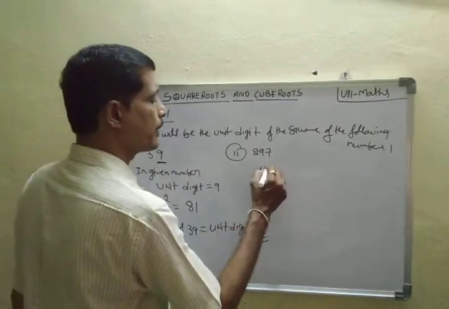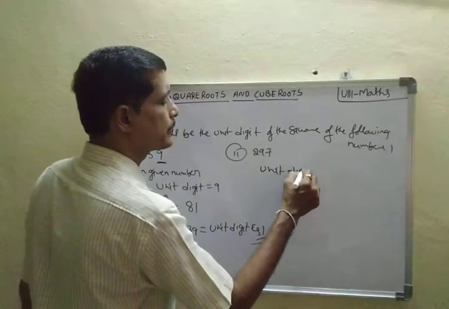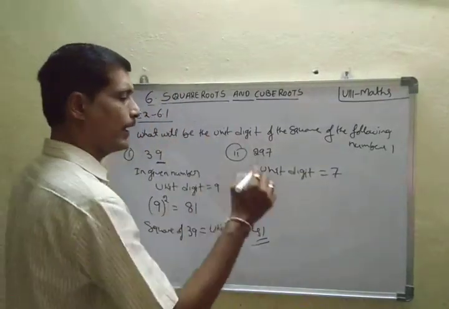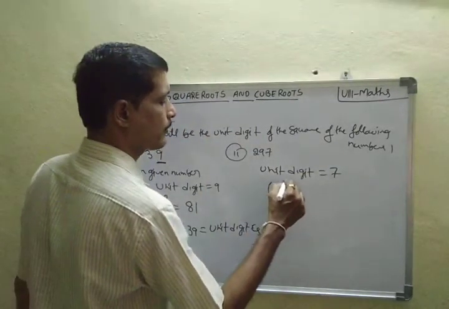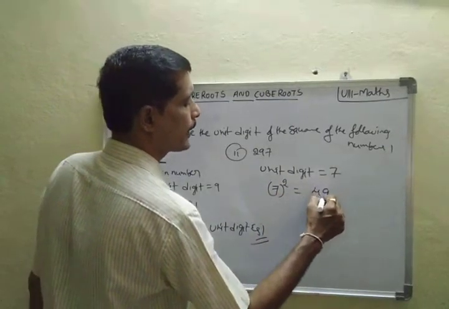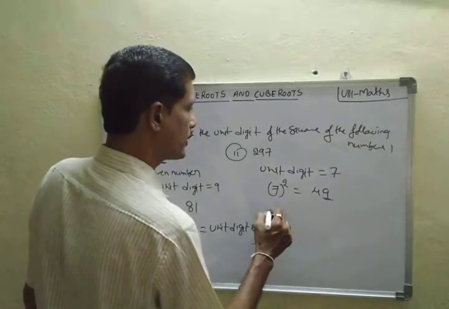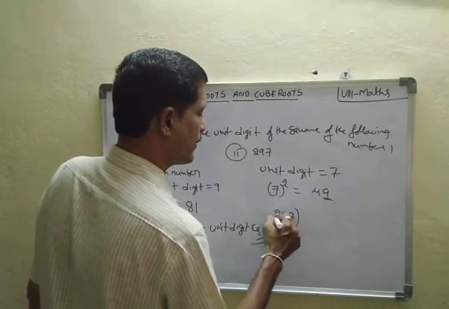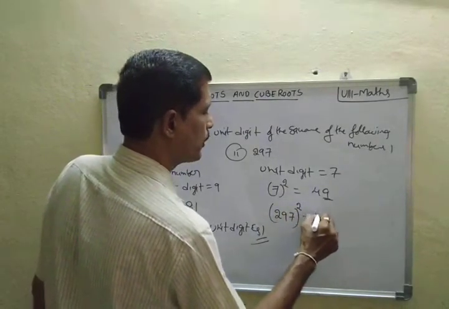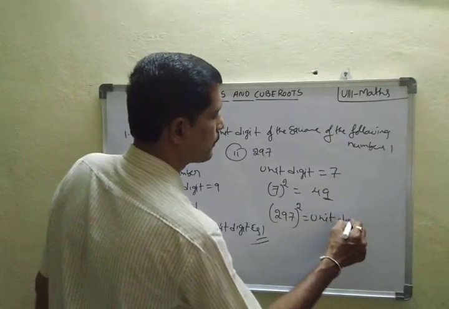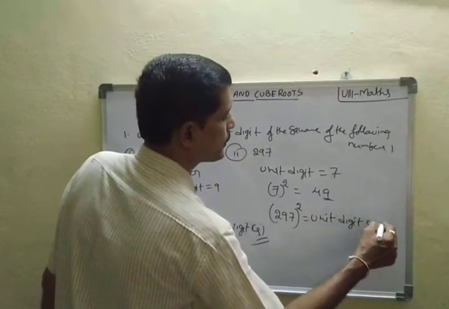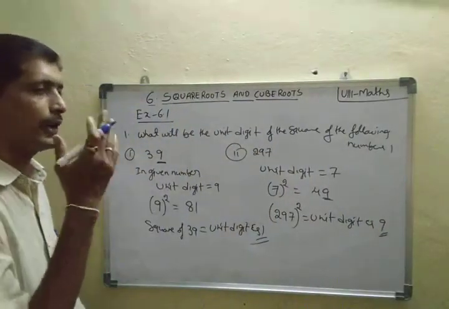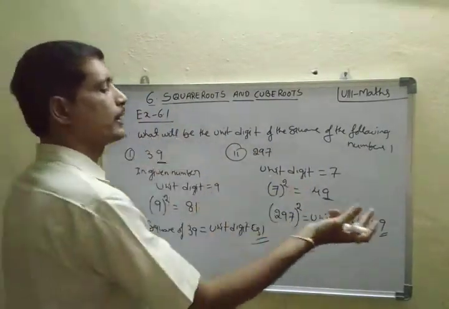Here the unit digit of 297 is what? The unit digit is 7. Therefore, 7 square, that equals 49. Therefore, the unit digit of the square number 297 whole square equals 9. Suppose 5 is given, 5 square is 25. The unit digit is what? That is 5.